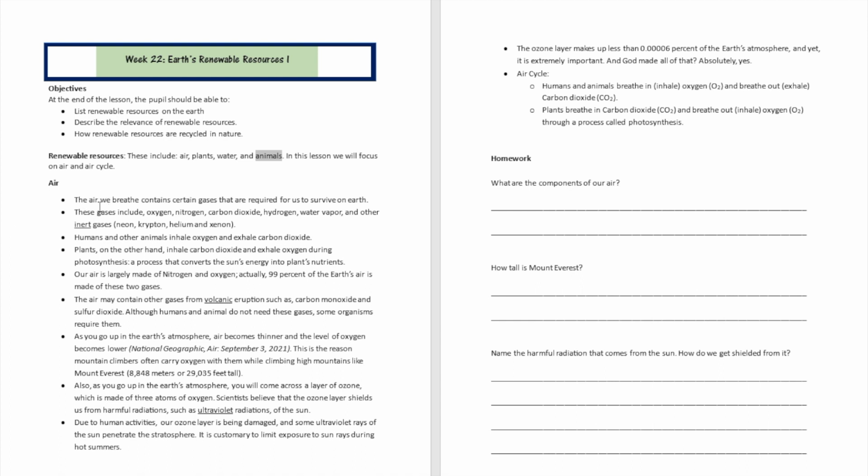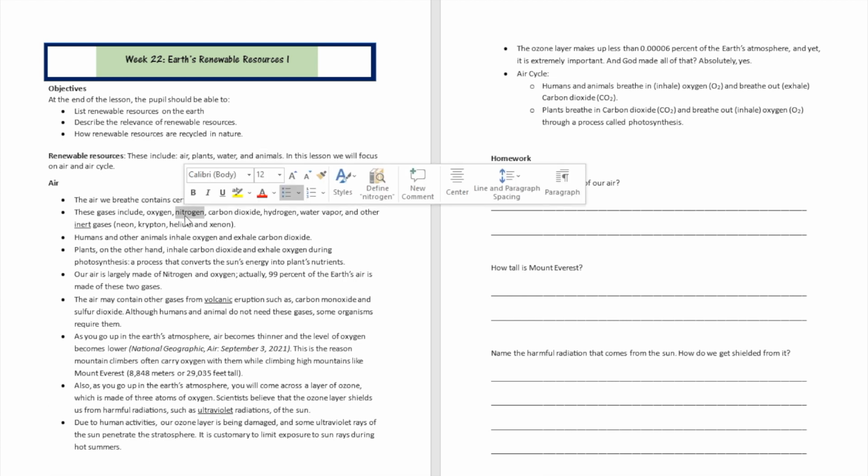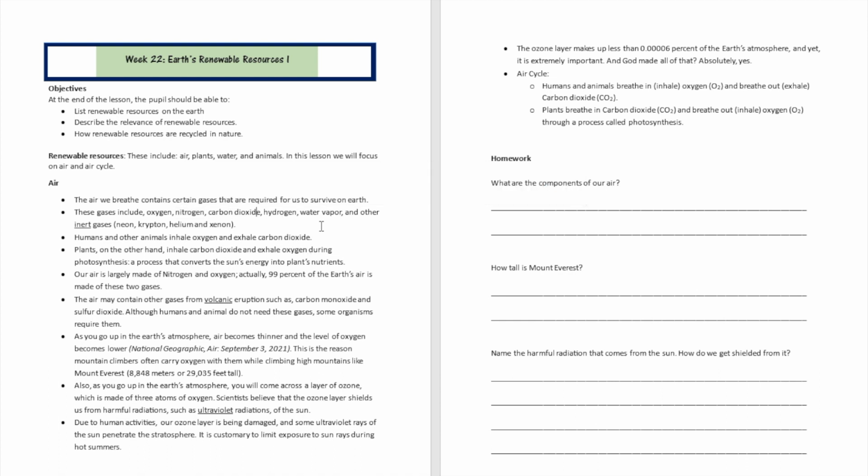What is the air? The air we breathe contains certain gases that are required for us to survive on Earth. These gases include oxygen, nitrogen, carbon dioxide, hydrogen, water vapor, and other small gases that we call inert gases, like neon and krypton and helium and xenon.